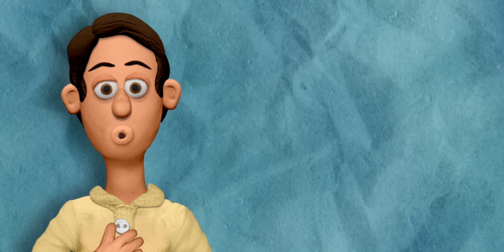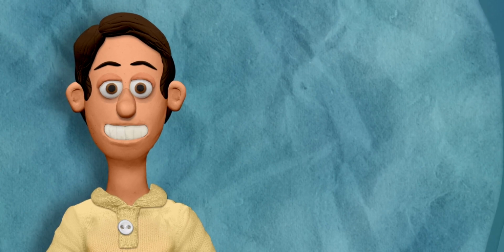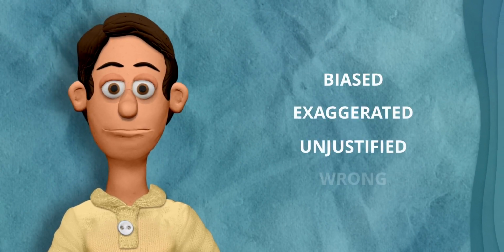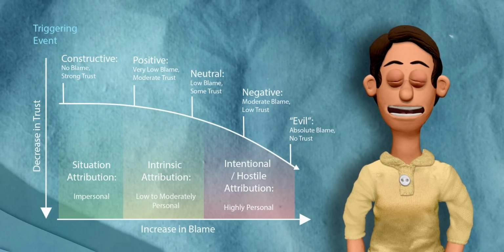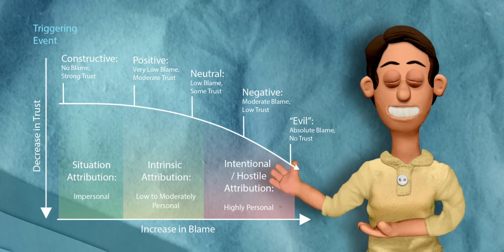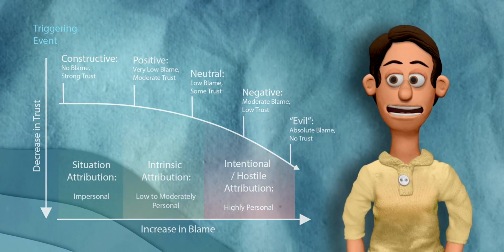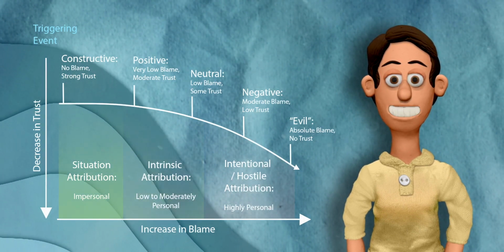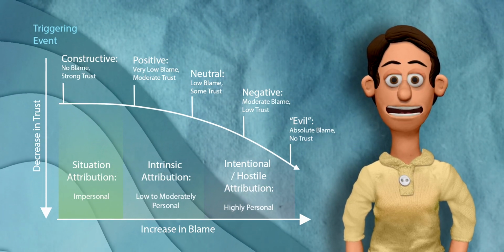By directly addressing the information each party has about the other, or the task or problem at hand, and the preconceptions they have formed about each other, we can quickly find that their blame attributions are biased, exaggerated, unjustified, or simply wrong. By challenging their assumptions, we can move the parties from intentional attribution with a substantial amount of blame to intrinsic attribution with less blame, or even to situational attribution and the elimination of blame altogether.